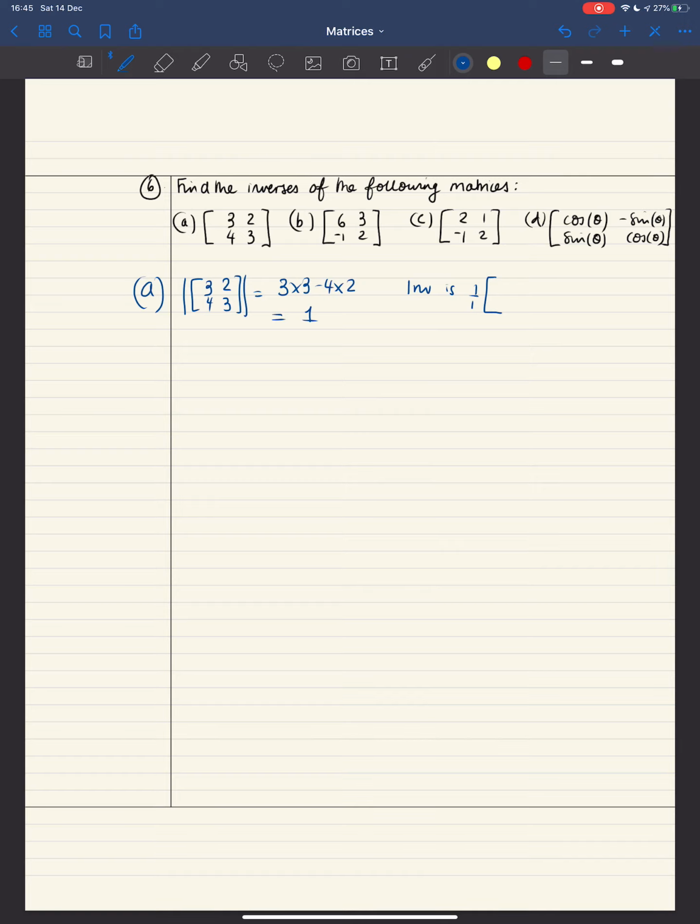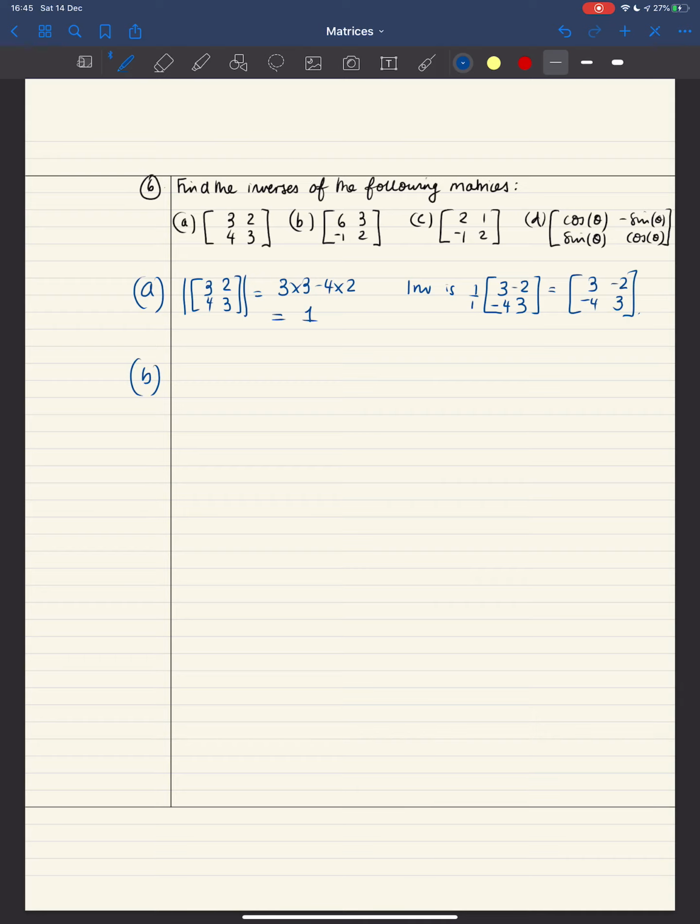And then you swap these two round, so it's still going to be 3 and 3, and you multiply the other two by minus 1. So it's going to be 3, minus 4, minus 2, 3.